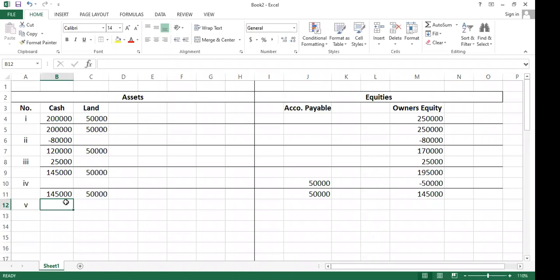5. Sales on account to Alirasa rupees 12,000. It is credit basis sales. Now we want an accounts receivable account.